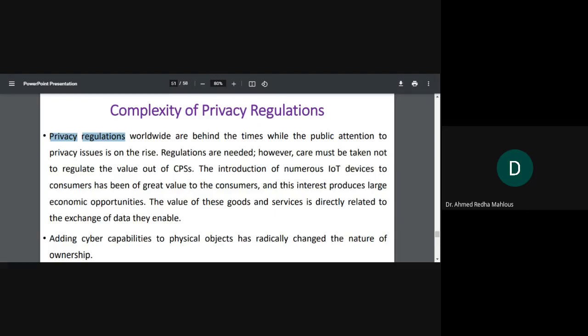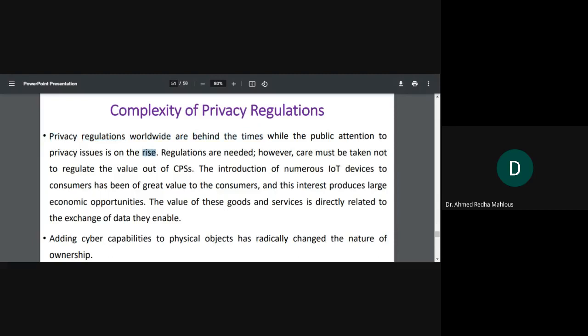Sometimes, these are like open discussion challenges with regard to public attention to privacy issues. Here we talk about privacy regulations being behind the times. For instance, if we give it a weight or a level, we say that the privacy regulation is at level 3, and the public privacy issue is at level 1, which is easy. It is on the rise.